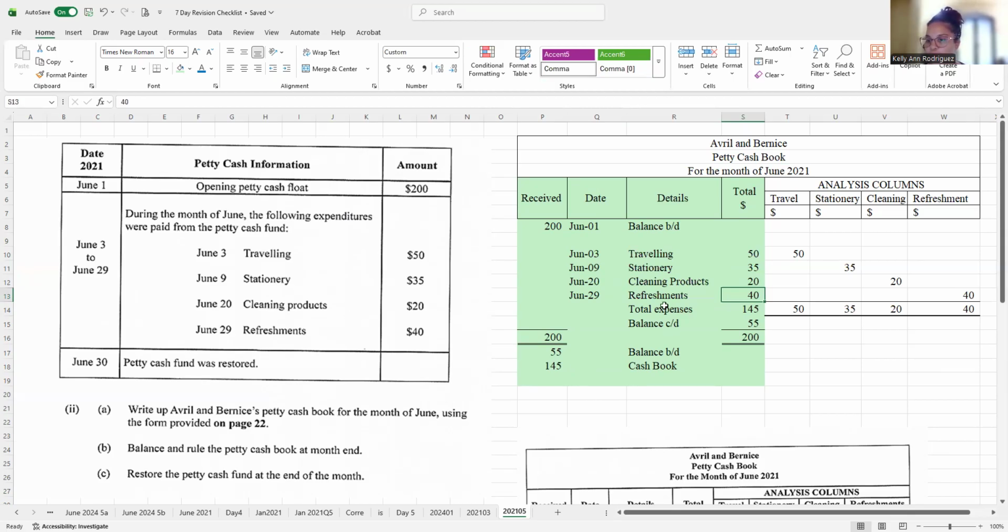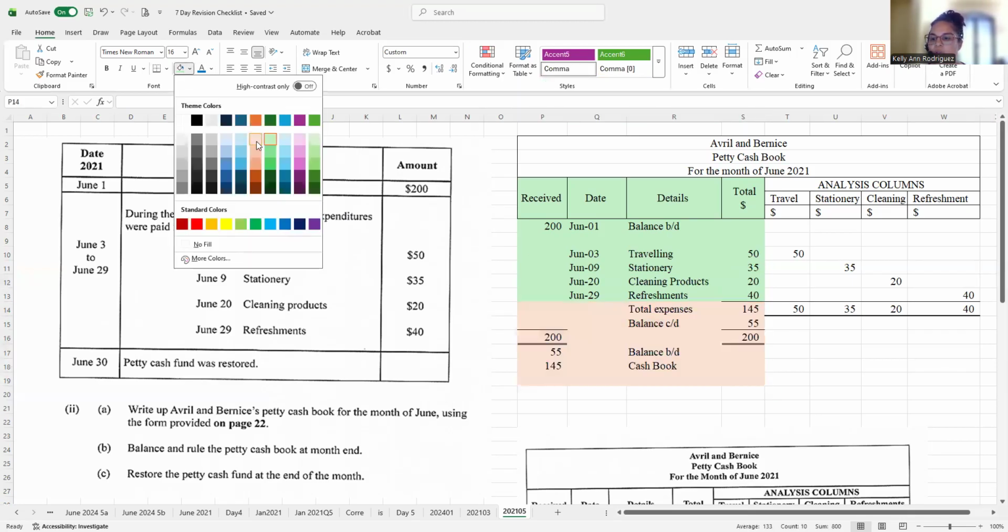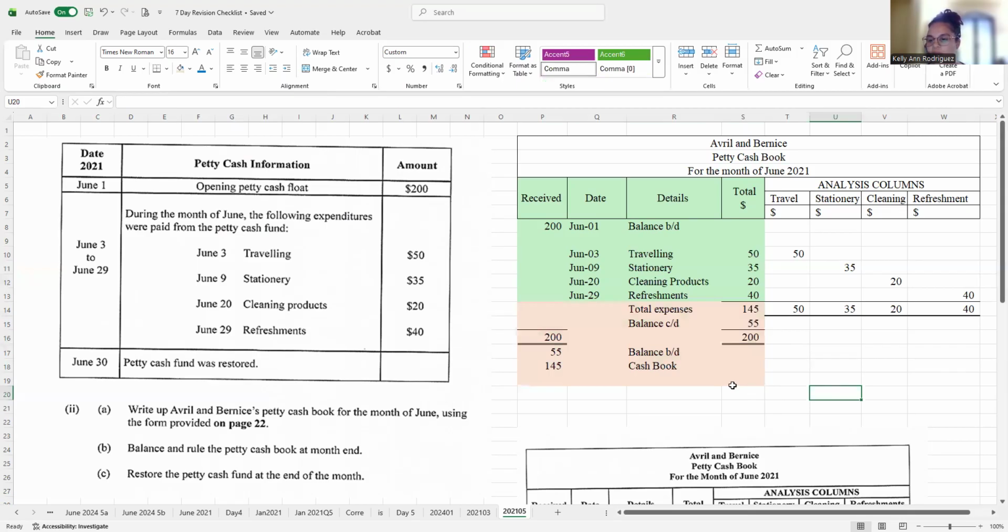It's not double entry. If you notice, with the petty cash book you don't have to think about what is the debit and what is the credit. The most difficult thing comes in when you have to balance your book and know how to balance the end. However, if you look at this, I will show you.